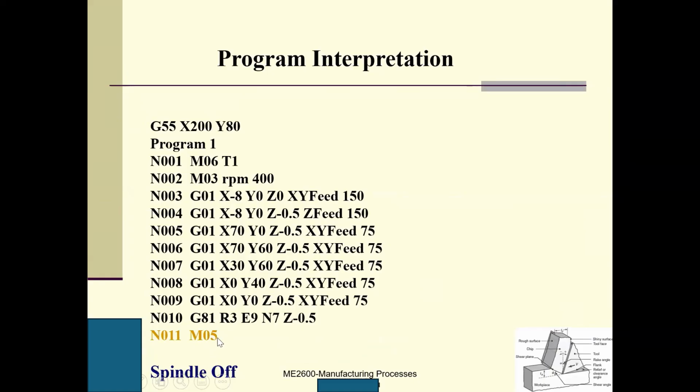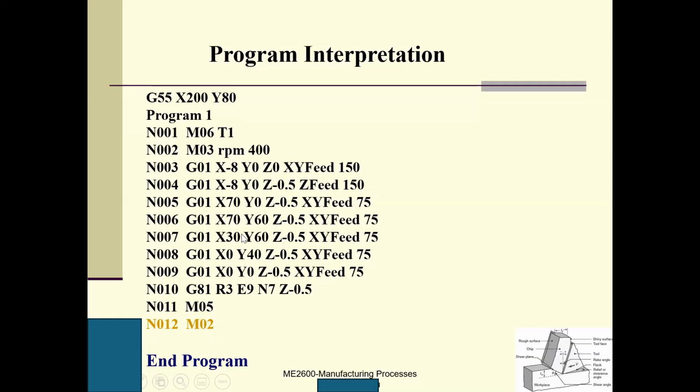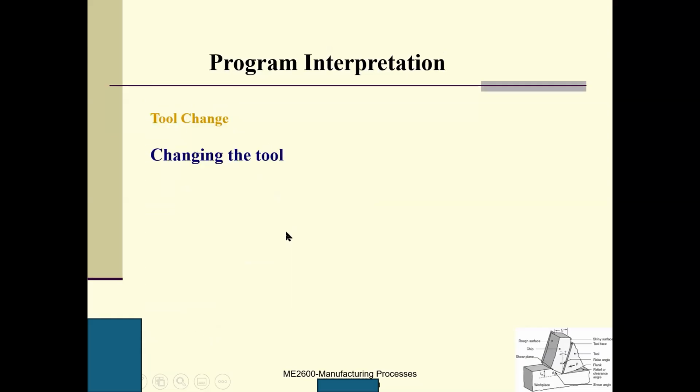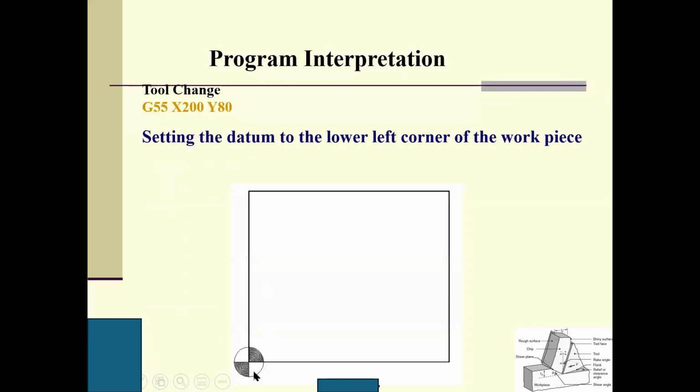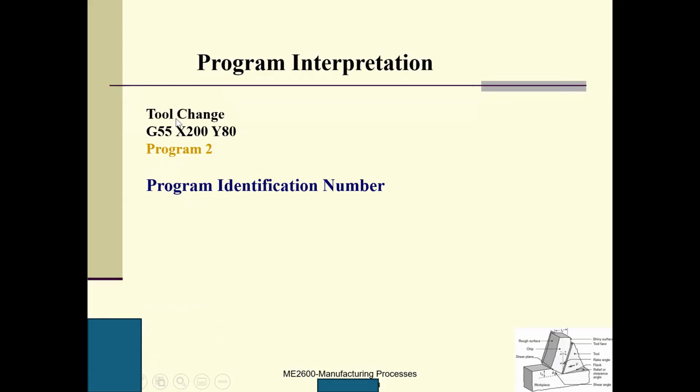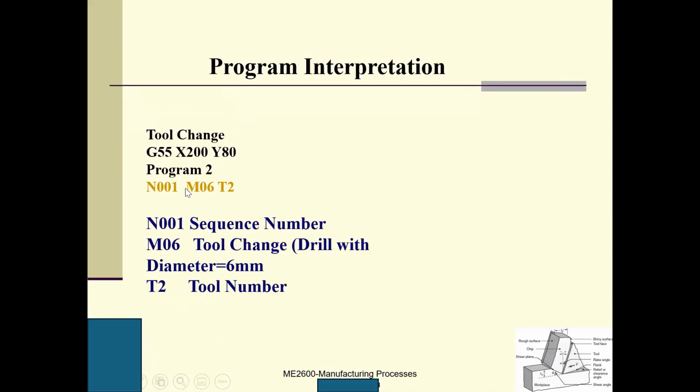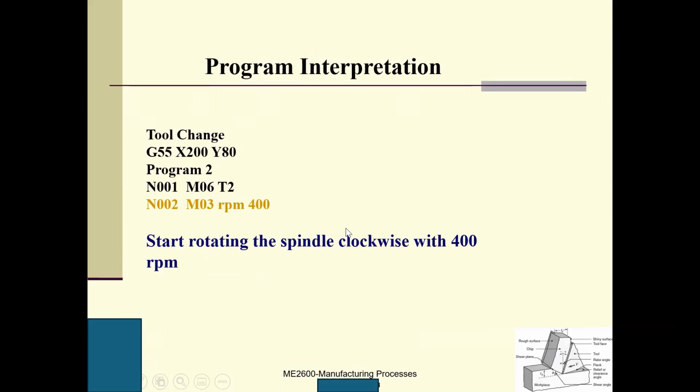And the spindle off, M05, because we are going to change the tool. And then this program ends. The program number 1 ends. Second, we change the tool for drilling the holes. We already come back here. Then we do the tool change, the program identification number, program tool. So we have this M06 and tool change, a tool with diameter 6 millimeter. And RPM is specified as 400, spindle clockwise.